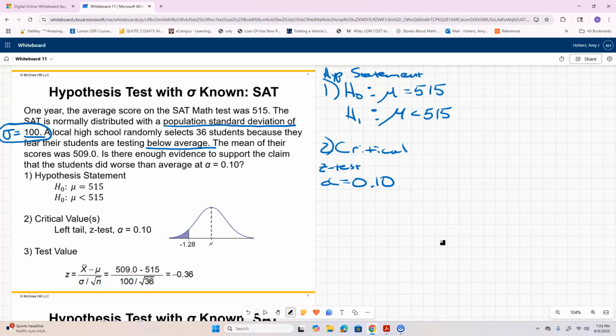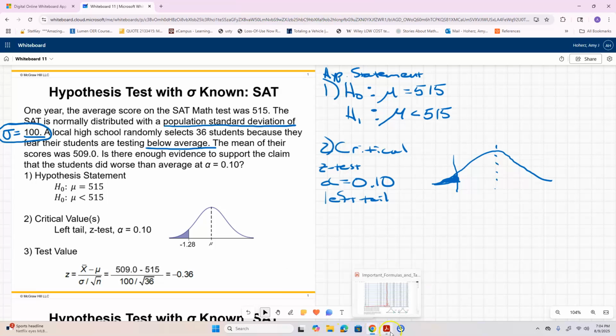What's the other thing that we need to know? Well, we need to know what tail it has. It's less than, so our tail is to the left only. We're only concerned if they're scoring under the average. So we're doing a left tail, one tail left, z-test, alpha 0.10.